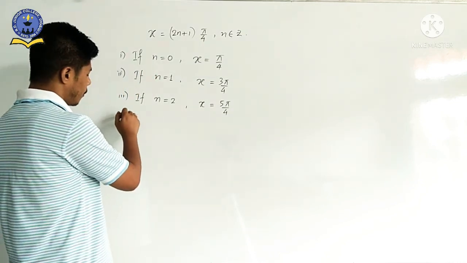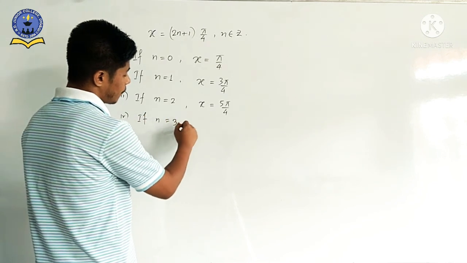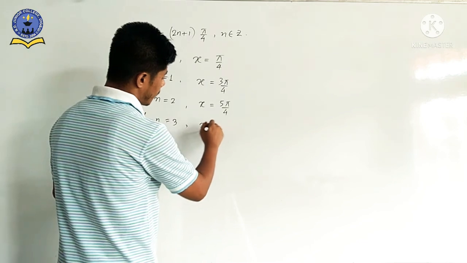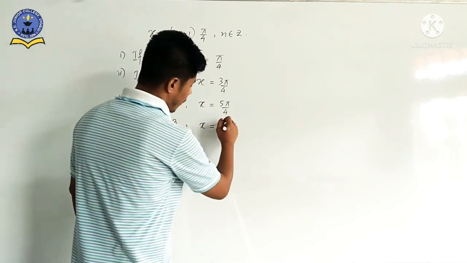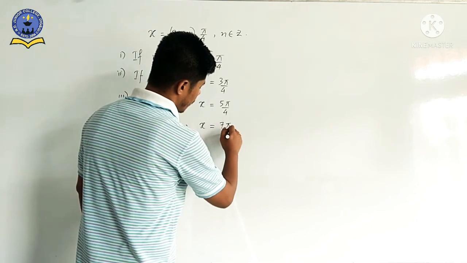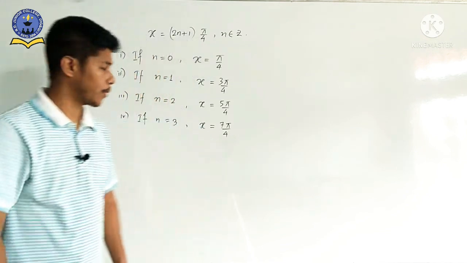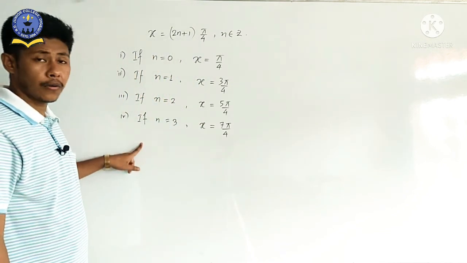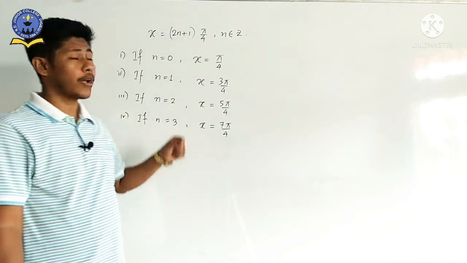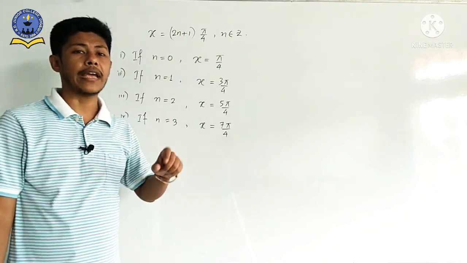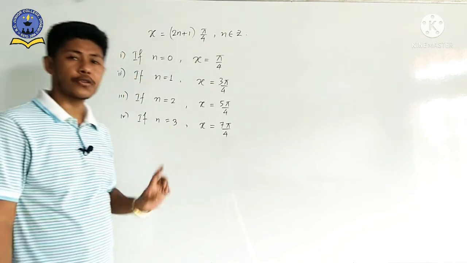Similarly, if we put n equals 3, then here we get x equals 3 times 2 is 6, plus 1 is 7, so 7π/4. Here you see 7π/4 again lies between 0 and 2π. After that, if we put n equals 4, 4 times 2 is 8, plus 1 is 9, so 9π/4. So 9π/4 does not lie between 0 and 2π. For that reason, we have to stop here.